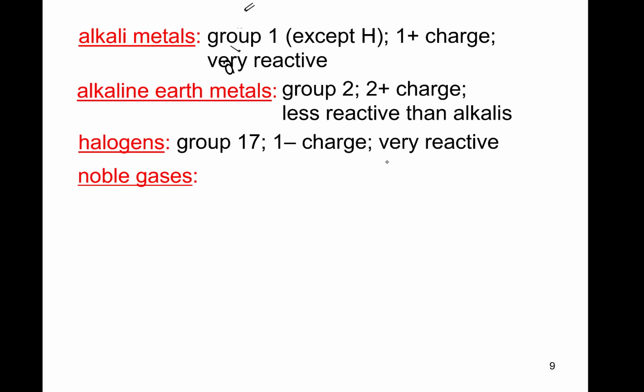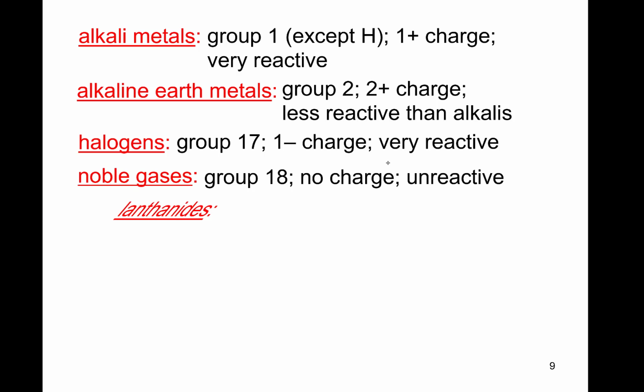Noble gases is group 18. They don't form ions, so they won't have a charge because they're going to stay neutral. And they are not reactive because, remember, they follow the octet rule, or helium has a full outer shell, so they don't want to react with anybody. They're very happy as they are.